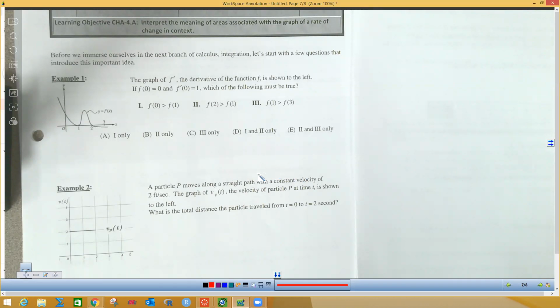Let's go to this. This is 6.1. This is in your notes. I've got video of this already, but I'm going to do this problem right here. So this says a particle P moves along a straight path with a constant velocity of 2 feet per second.